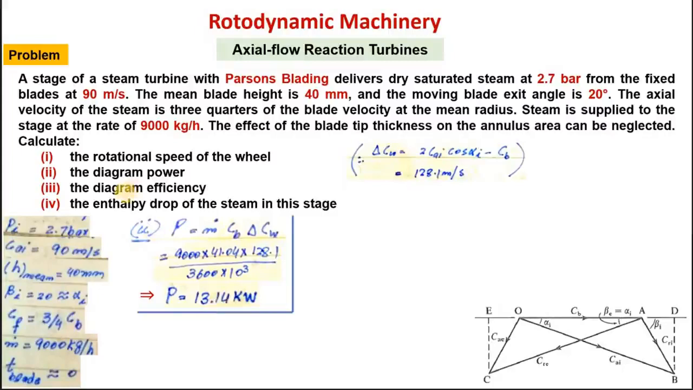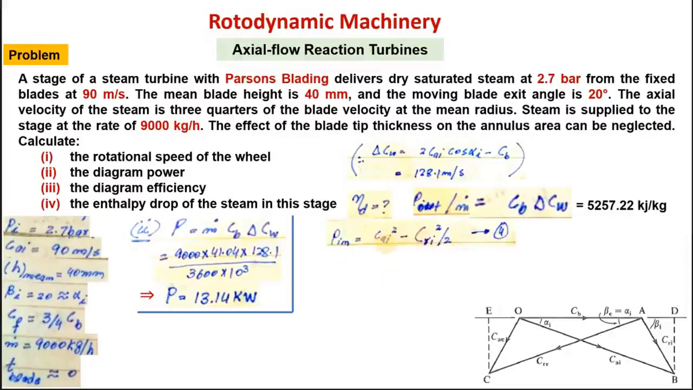Part 3 will be to find out the efficiency. For efficiency, we need to know what is the power output, which we have already calculated, and then we also need to know what is the power input. So output power divided by input power will give the diagram efficiency. Output power is already calculated, but you can calculate power output per unit mass flow rate. Then it is only CB into delta CW, just put the value, so then it is per unit mass, kilojoules per kilogram.